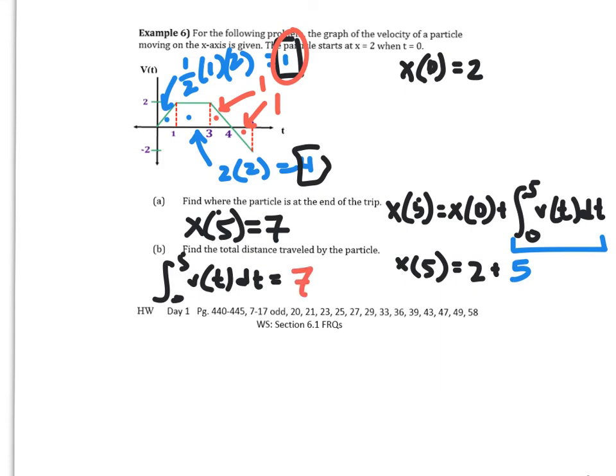Now don't get that confused. In part A, this is the final position, right? This is the distance traveled. Now how could that be? That's because we started at x equals 2, okay? So we backtracked 2 units. From 2 to 9, we backtracked back to 7. And so our total distance traveled in this case coincidentally is the same as the position at the end of the trip. Alright, that's it. That is 6.1 day 1 velocity and net change.